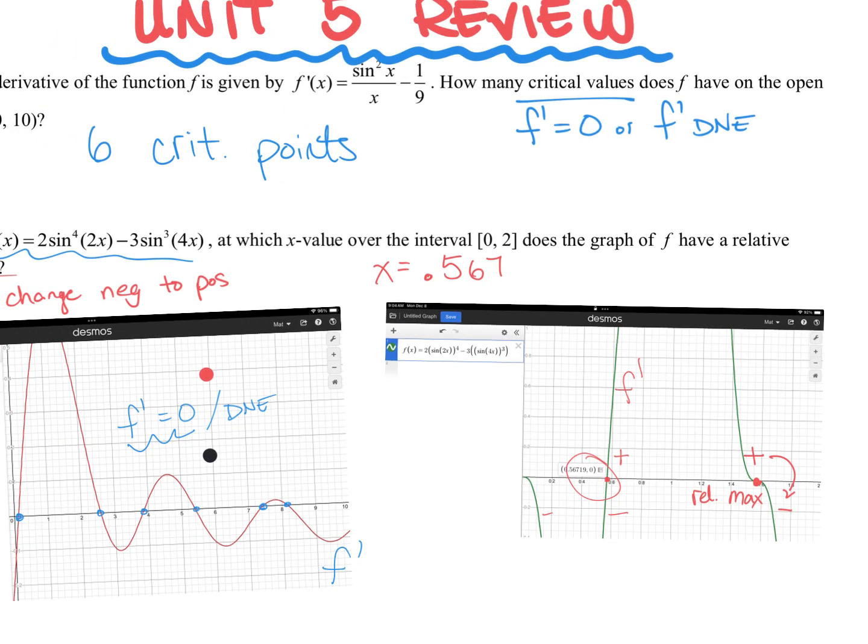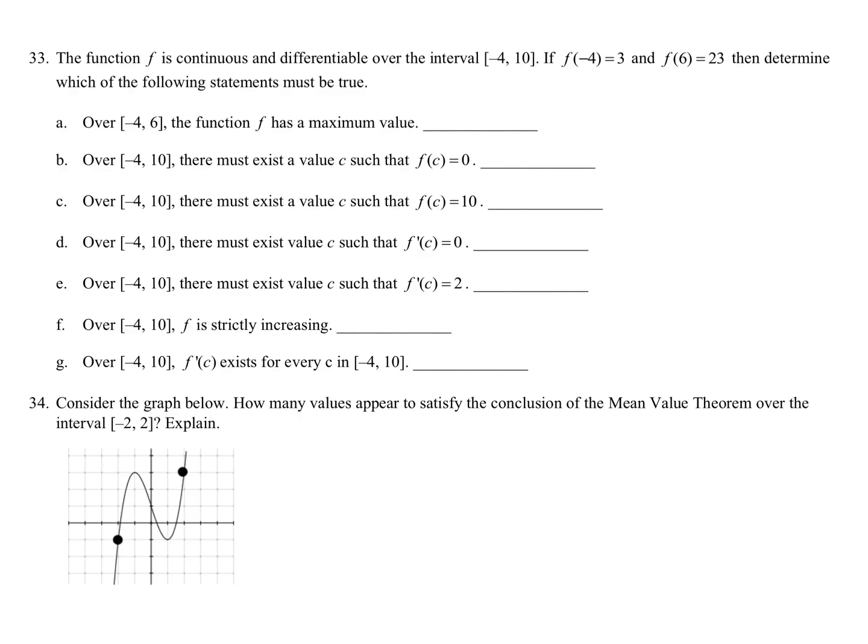2 done. Let's go. Up next, this is probably the most confusing question on the whole thing. It's going to be dealing with our theorems. The first one talks about a maximum value. So that makes me think of the extreme value theorem, which guarantees that I'm going to have an absolute maximum and an absolute minimum if the function is continuous on a closed interval. So am I going to have a maximum value? Yes. True.